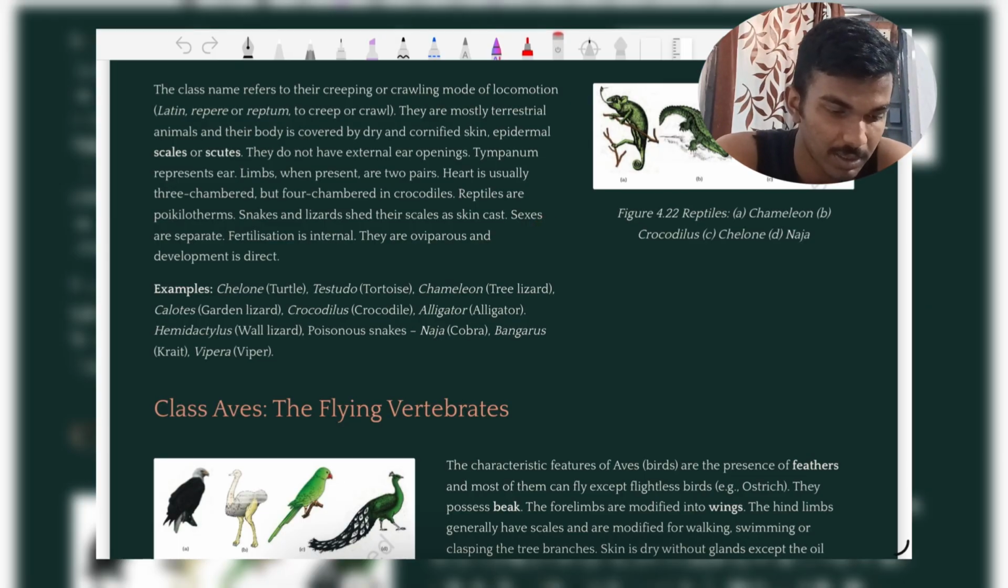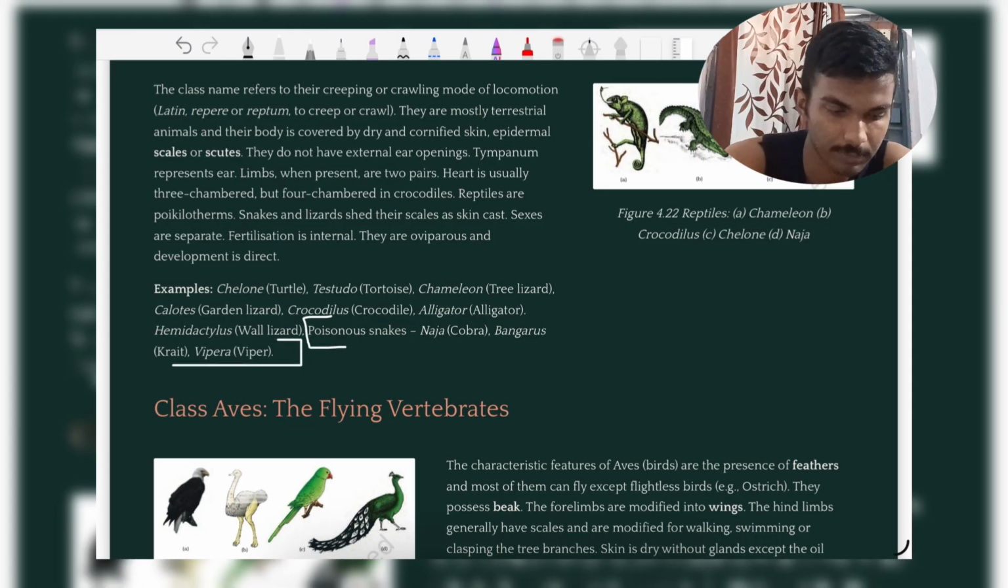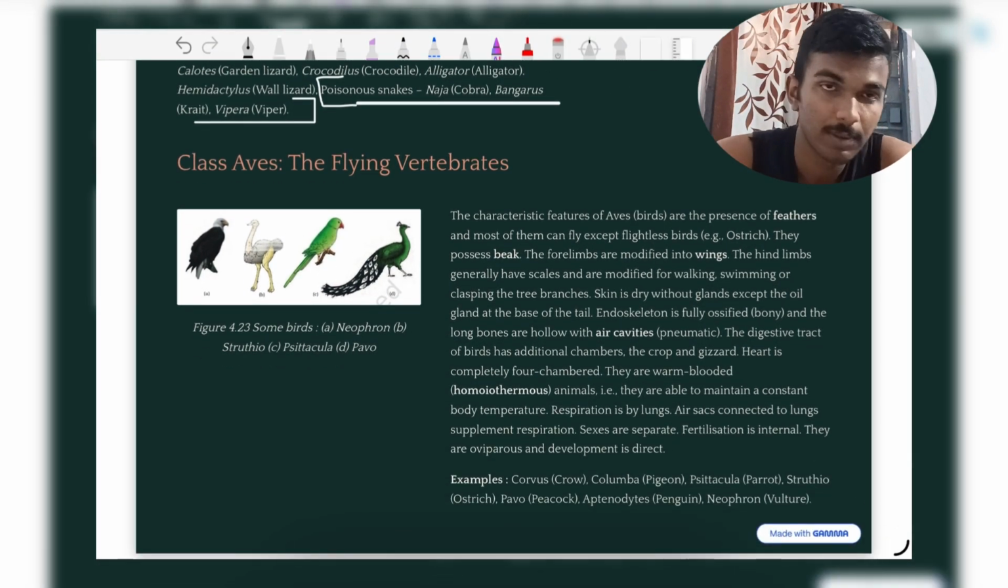Sexes are separate. Fertilization is internal. They are oviparous and development is direct. Examples: Chelone, turtle; Testudo, tortoise; Chameleon, tree lizard; Calotes, garden lizard; Crocodilus, crocodile; Alligator; Hemidactylus, wall lizard; snakes; poisonous snakes: Naja, cobra; Bungarus, krait; Vipera, viper. This is important. You have to learn it, it keeps coming in the NEET exam.